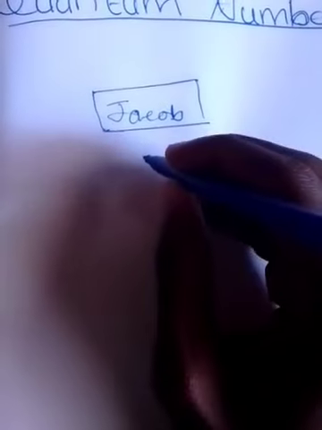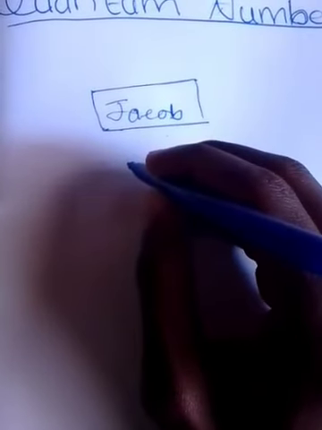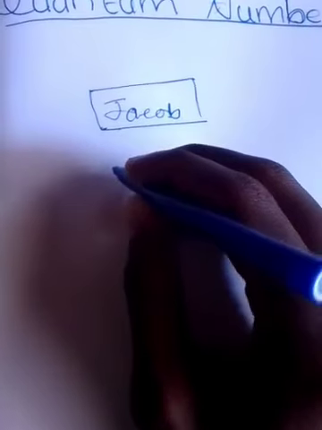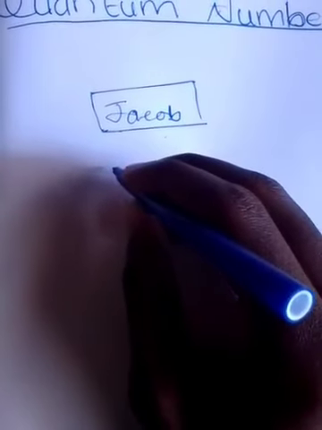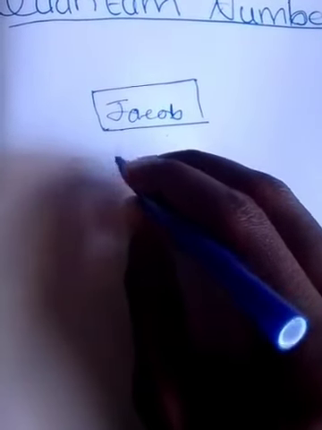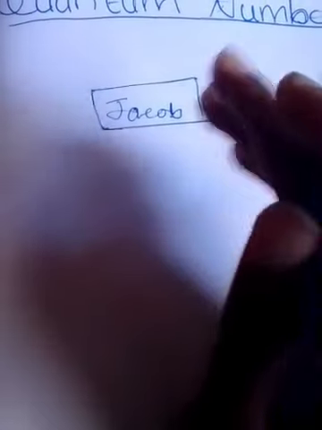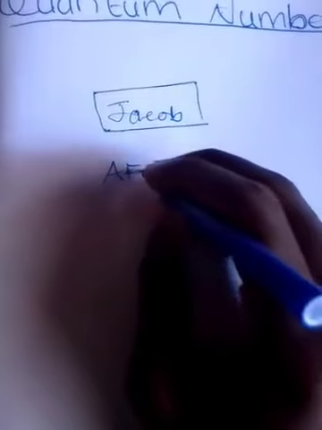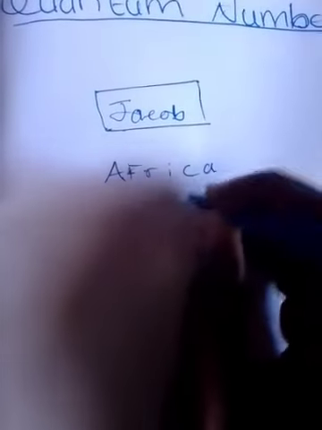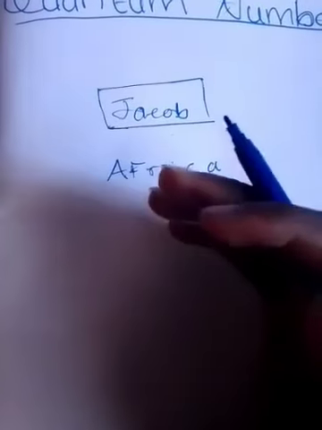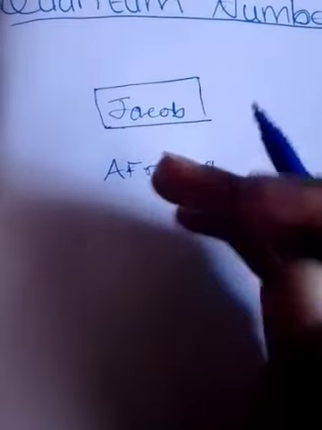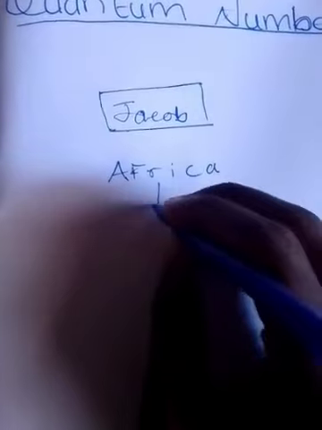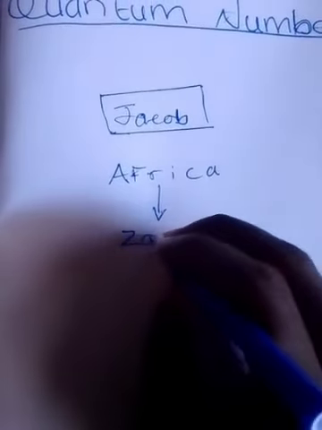Let's say Jacob is, first of all, found in the continent called Africa, right? So we are going to say you can find Jacob in Africa. But again, in Africa there are many countries, right? Now which country in Africa? We say we are going to find Jacob in Zambia.